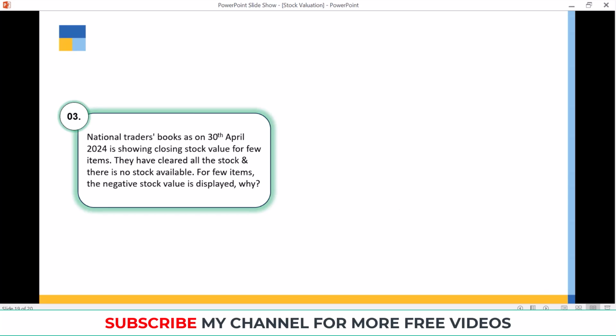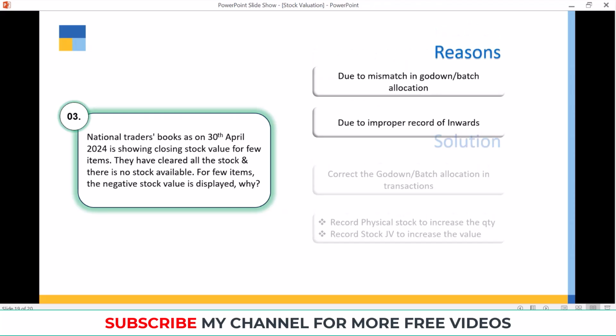Next. National Traders books as on 30th April 2024 are showing closing stock value for a few items. They have cleared all the stock and there is no stock available. For a few items, a negative stock value is displayed. Why? Let's say National Traders maintains their books till 30th April 24, and they say that they have closed all this closing stock. It's cleared, but still they are getting negative stock in their books.